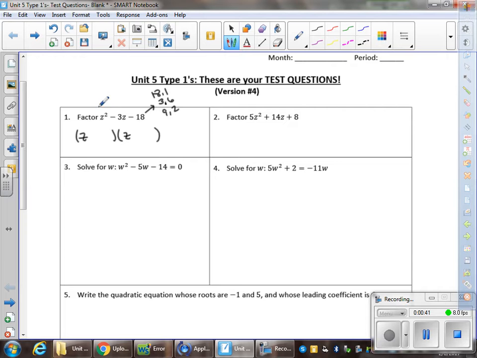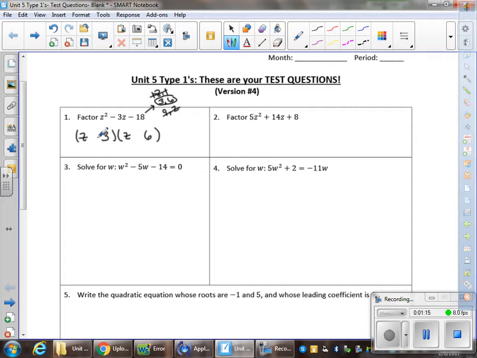Now, because I have a leading coefficient of 1, I know that I can just look at these three combinations and examine them as is. In other words, no combination of 18 and 1 will ever get me to 3. Cross it off. No combination of 9 and 2 will get me to 3. 9 and 2 could get me to 7 or 11. Similarly, 18 and 1, I could get to 19 or 17. So 3 and 6 will work.